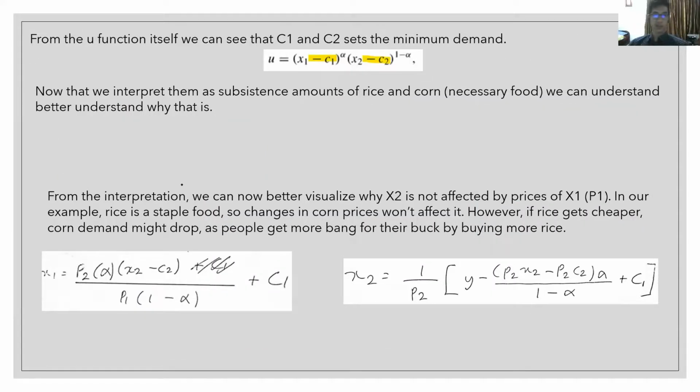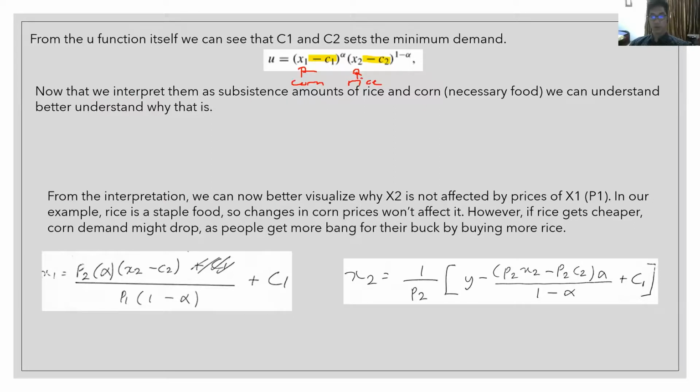Now, with this example, we can see a little bit better that C1 and C2 are the minimum demand required, the minimum demand of goods of corn, which is X1, and goods of rice, which is X2. This is the minimum demand.